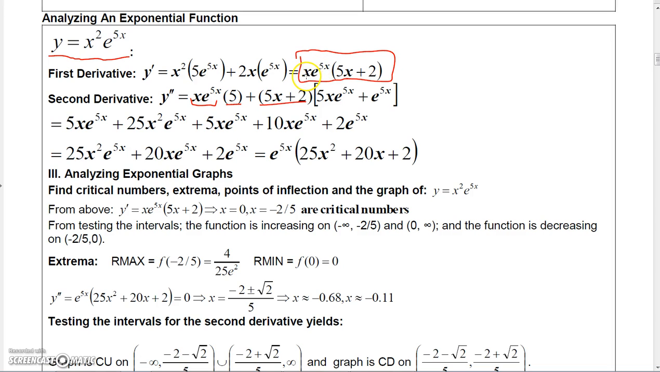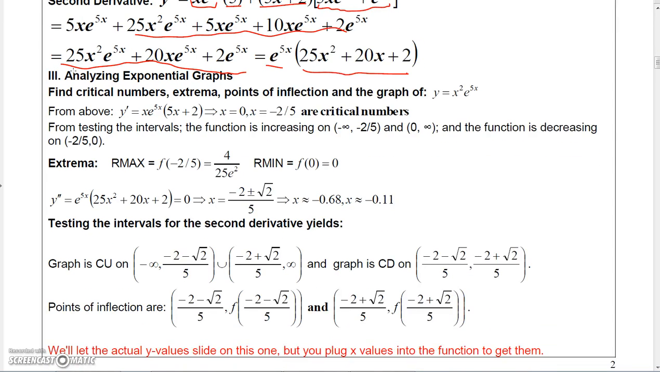Well, the derivative of x e to the 5x, I have to use the product rule. So I get 5x e to the 5x plus e to the 5x. Now all I did here was FOIL this, and I got these 4 terms right here. And then the first term was from here, 5x e to the 5x, and then I combined like terms, and I got these three terms, and then I factored out e to the 5x, and so I got the second derivative, e to the 5x times 25x squared plus 20x plus 2.